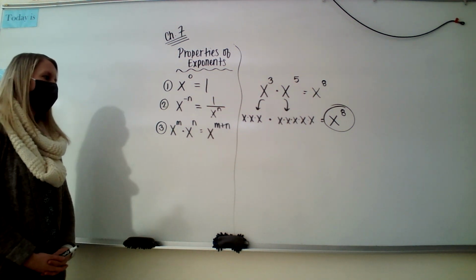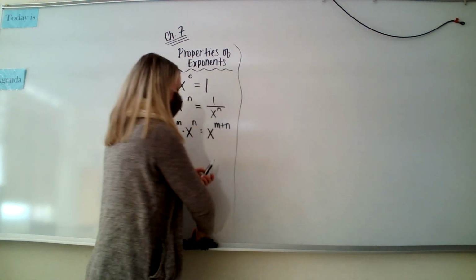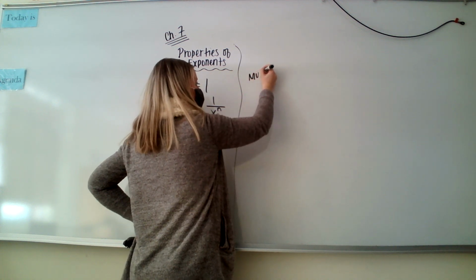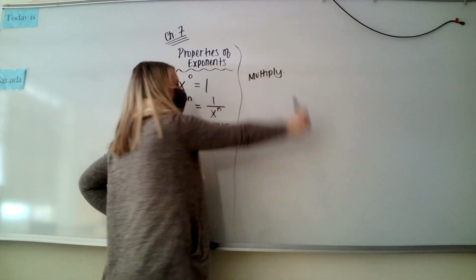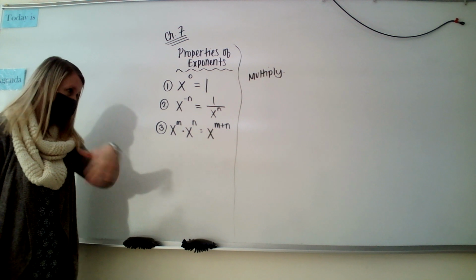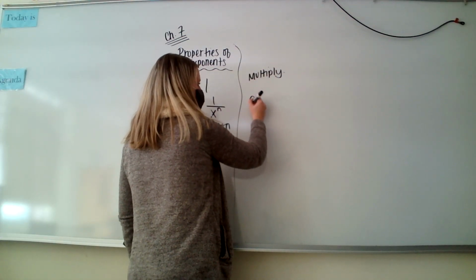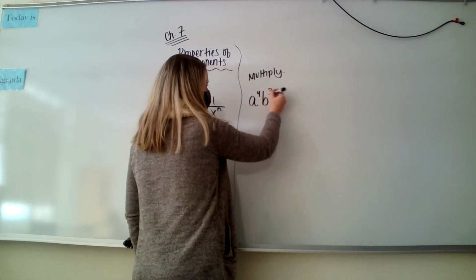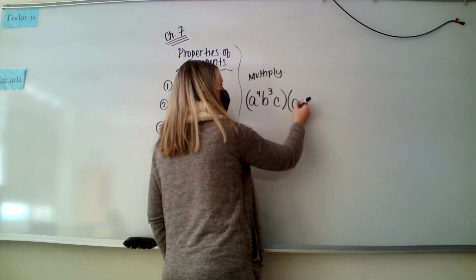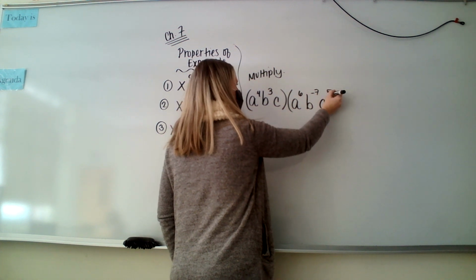Okay, so let's just do 2 problems. Let's multiply. Once again, I'm just gonna kind of say it because I'm getting lazy with my writing of directions. When you give a final answer, there should never be negative exponents, so just as a heads up. Let's do a to the 4th, b to the 3rd, c, in parentheses, times a to the 6th, b to the negative 7th, c to the 5th.